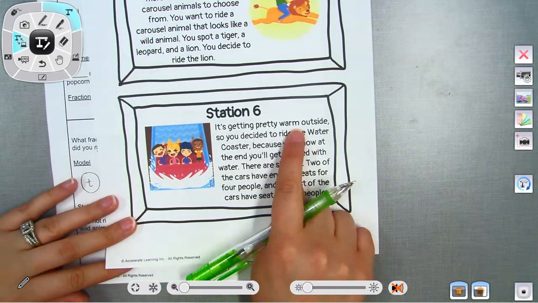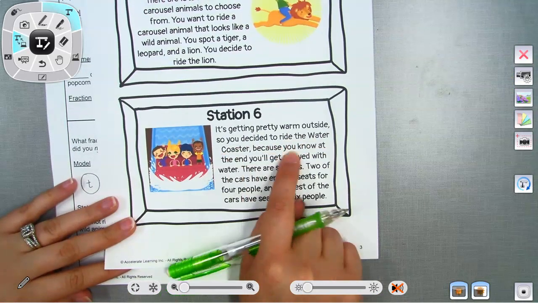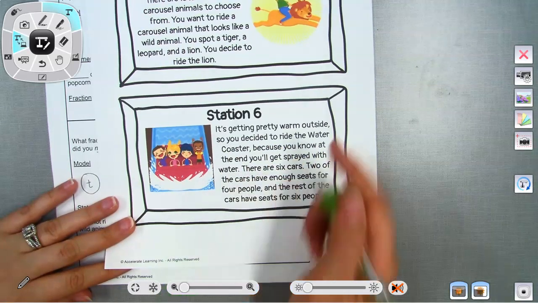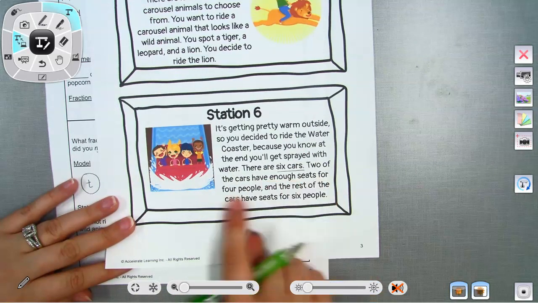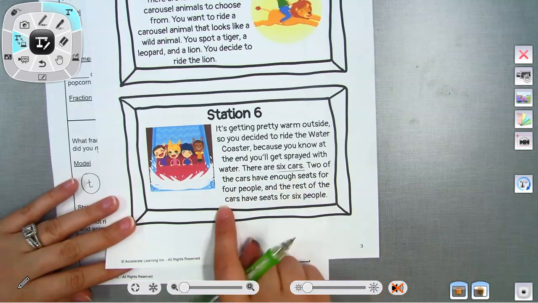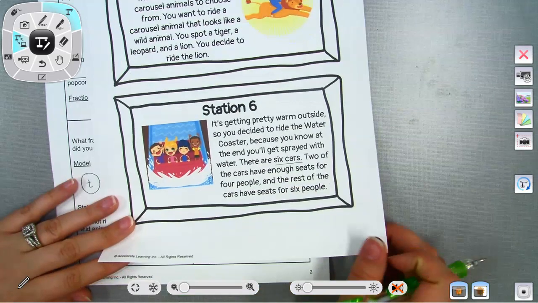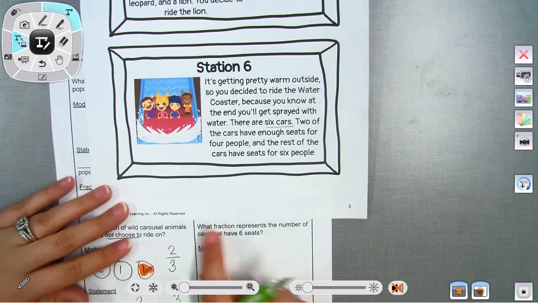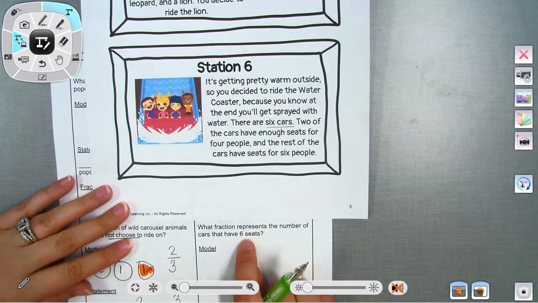Station 6. It's getting pretty warm outside, so you decide to ride the water coaster because you know at the end you'll get splashed with water. There are 6 cars. 2 of the cars have enough seats for 4 people, and the rest of the cars have seats for 6 people. So it says, what fraction represents the number of cars that have 6 seats?